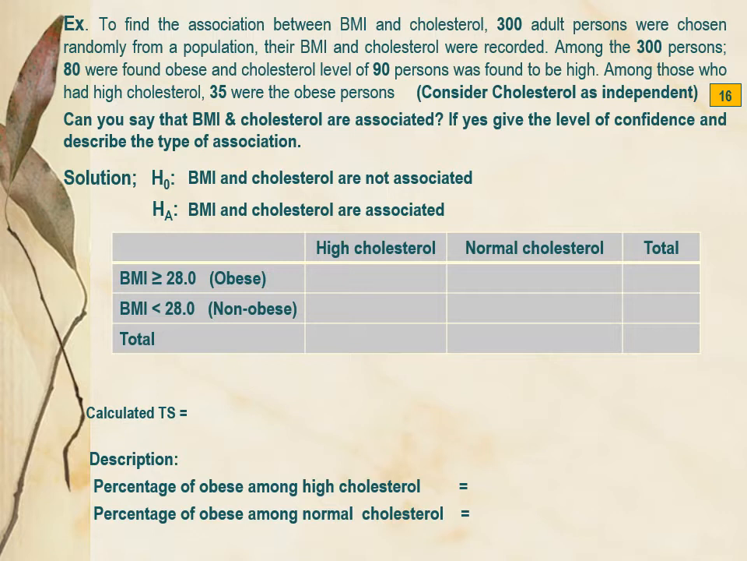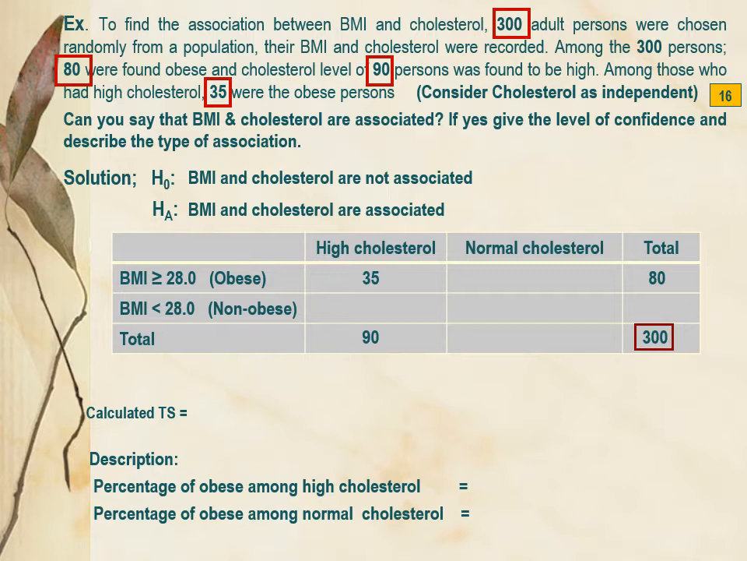Now you have to prepare your table. From the given information, you are given that a total of 300 individuals were included in the study, that is total is given 300. Okay. Next you are given that 80 were found obese. Obese means BMI more than or equal to 28, that is 80 are obese. And 90 were found to be with high cholesterol level. High cholesterol level is 90 here. Okay. Further given is that among those who had high cholesterol, 35 were obese. Among these 90, obese are 35 here.